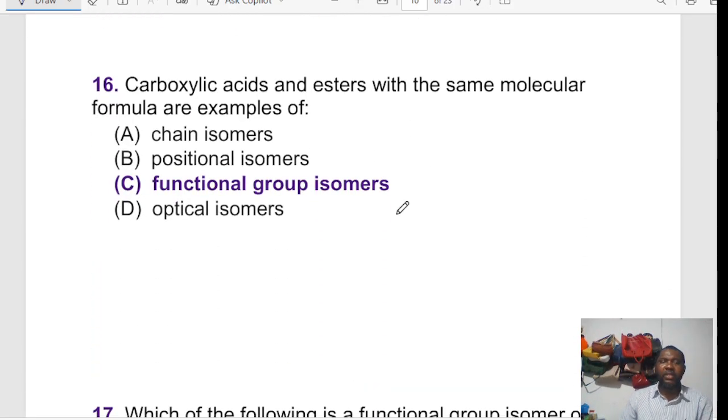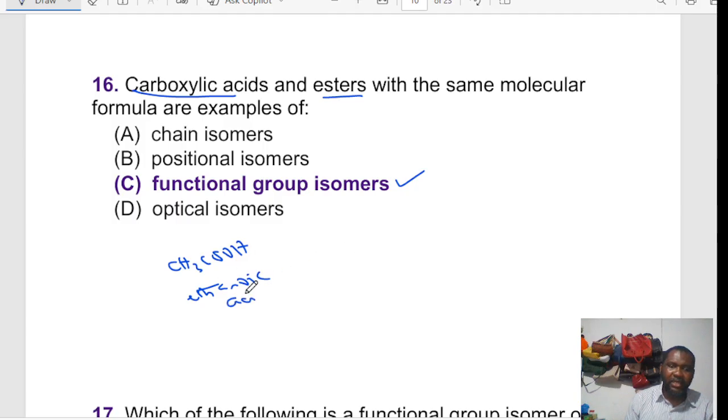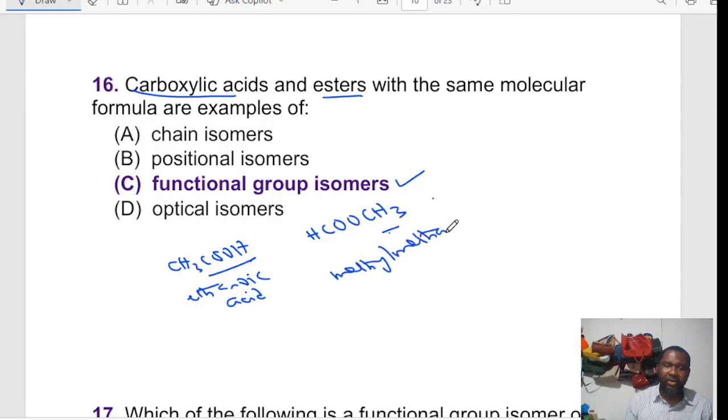The next question says carboxylic acids and esters with the same molecular formula are examples of functional group isomers. Let me give an example. Look at this: CH3COOH, called ethanoic acid, an alkanoic acid with the COOH group. Then for the ester, let me have HCOOCH3. Check my previous video on naming of compounds, where I showed you how to name this. This one is methyl methanoate.